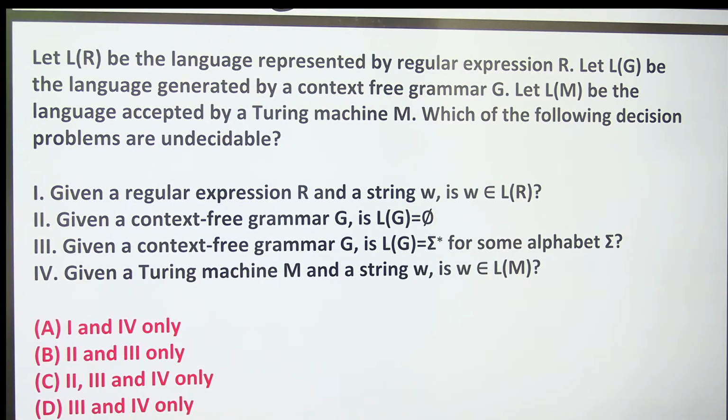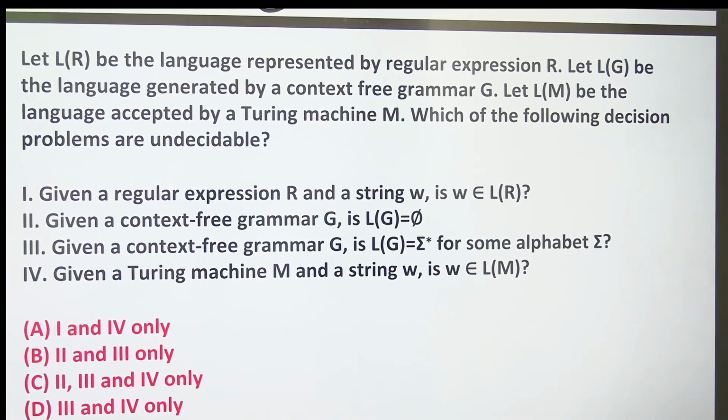So can we say what will be the answer for this? Let L(M) be the language generated by a context-free grammar G. Let L(R) be the language generated by regular expression R. R is a regular expression, G is the context-free grammar, and L(M) is the language of a Turing machine. So remember, R for regular expression, G for the context-free grammar, M for the Turing machine. Then which of the following problems are undecidable? Can you check one by one?